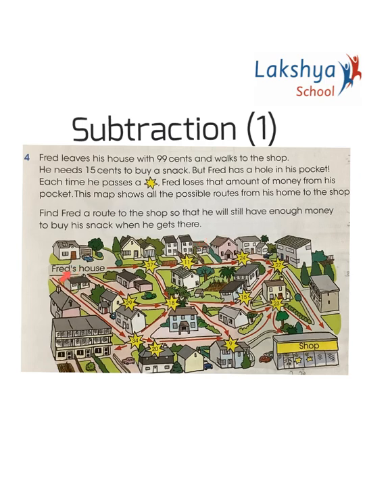This is Fred's house. He leaves the house with 99 cents and walks to the shop. We find a shop over here. He needs 15 cents to buy a snack. But Fred has a hole in the pocket. Each time he passes through a star, he loses the cents that are written on the star. So when he passes through this star, he loses 29 cents. So find a route or a path where he can reach the shop with the 15 cents to buy a snack. Do work it out.